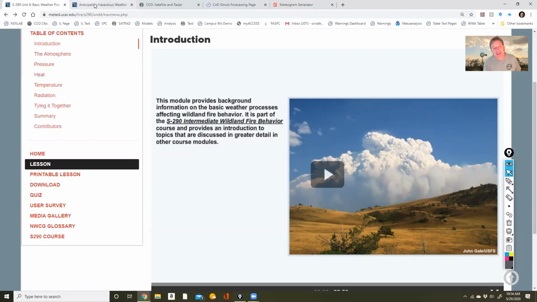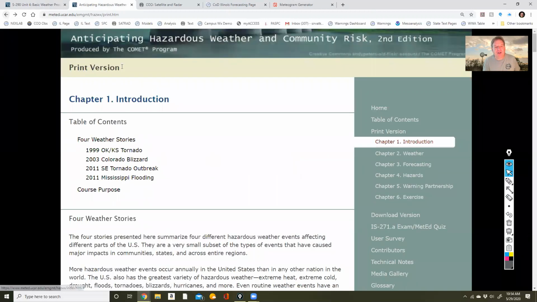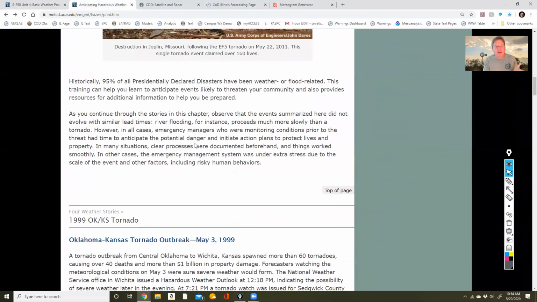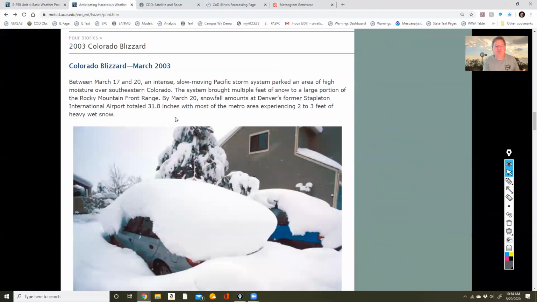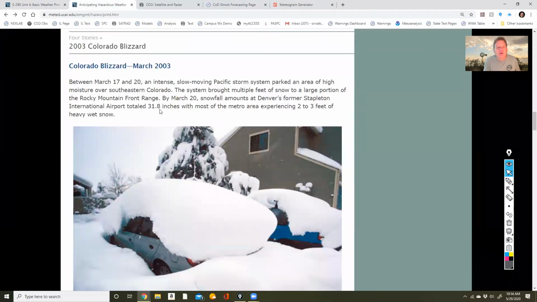Now I want you to see something else here, okay? Anticipating hazardous weather, chapters 1 and 2. So I'm gonna skip back here because I want to show you this. Here's your introduction. It just tells you some information. I have a worksheet that talks you through it. Please just read it. Answer the questions. It talks about snow.